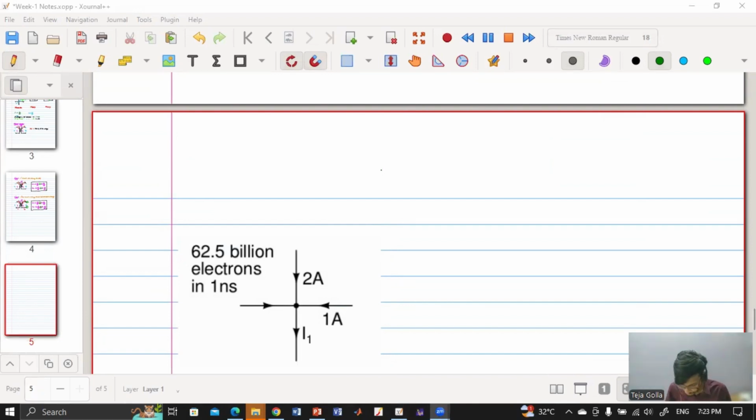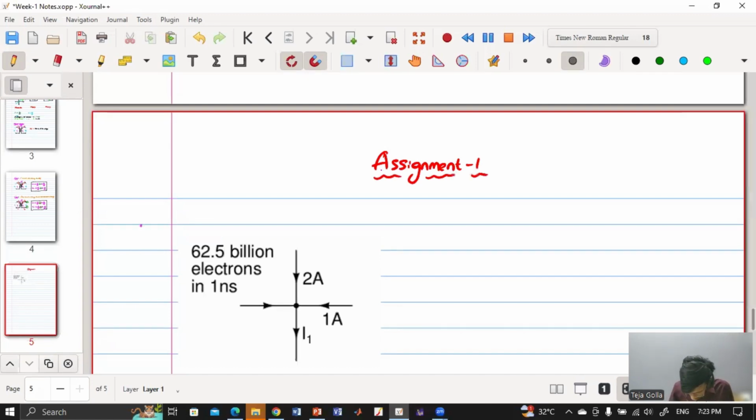Okay, so this is the problem solving session. Let me just write: assignment one, which means week one. And this is our problem one. This is the direction of the electrons, which means this is the direction of the current I. First is how to calculate I. We know that the definition of I is the amount of charge flowing per second, which means Q by T. So charge by time is the value of current. You know this definition, right?